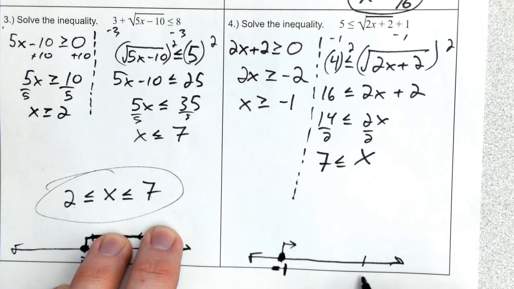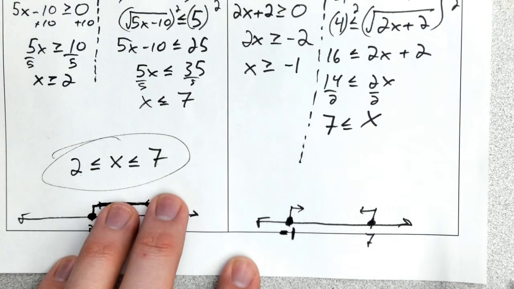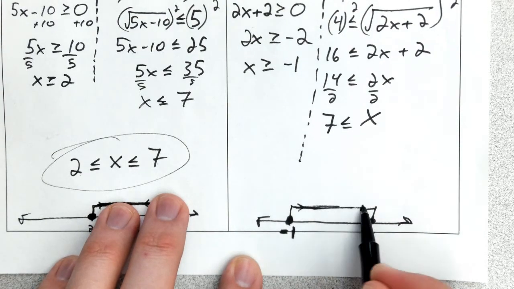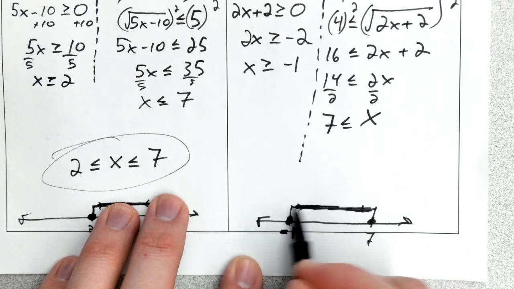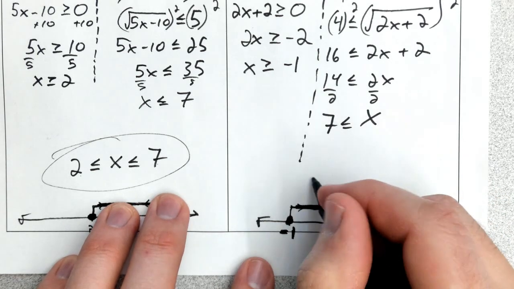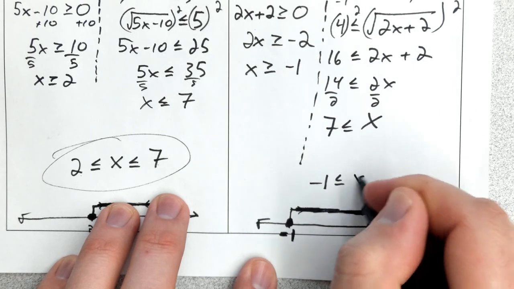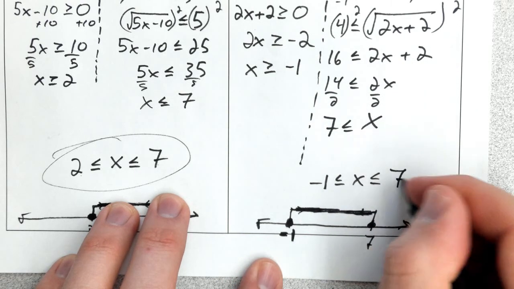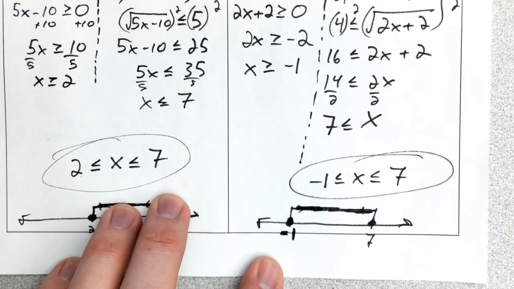So on the number line, I'll put 7. It's got to be less than or equal to 7. It's got to be this way. And so there's my solutions. It's got to be between -1 and 7. So I'll just kind of shade that in. You can also write this as -1 is less than or equal to x, which is less than or equal to 7. That would be a fine answer as well.